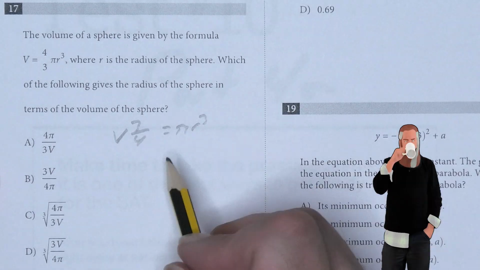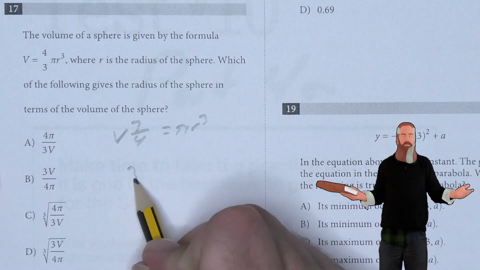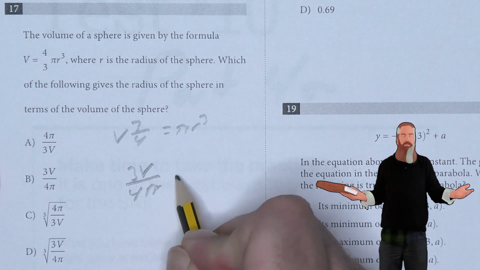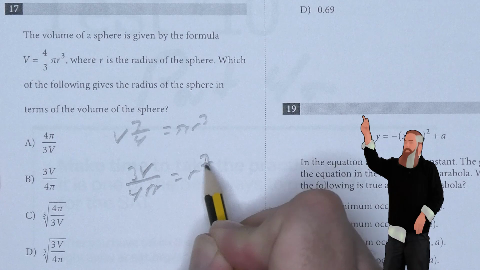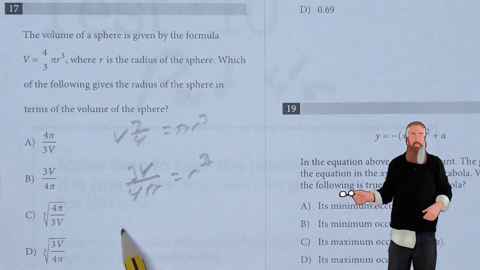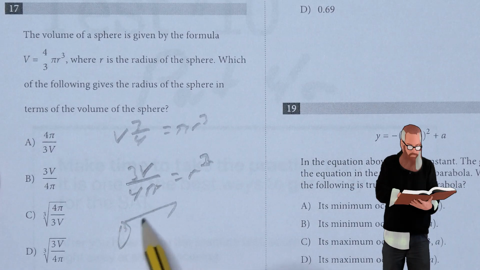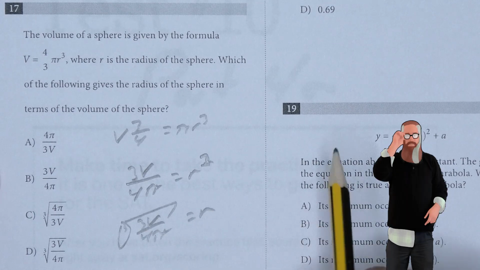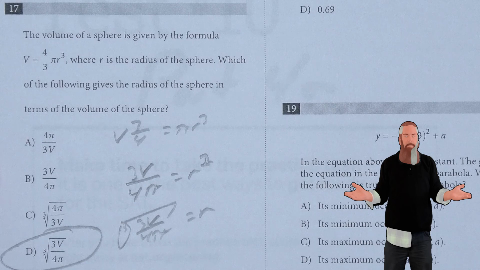Divide both sides by pi, and this is going to give us 3V over 4 pi is equal to r cubed. Now I'm going to take the cube root of that and get the cube root of 3V over 4 pi is equal to the radius. And that's going to give us D is the answer.